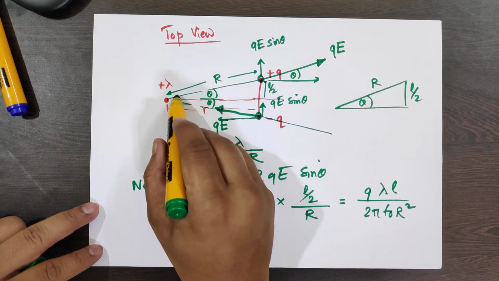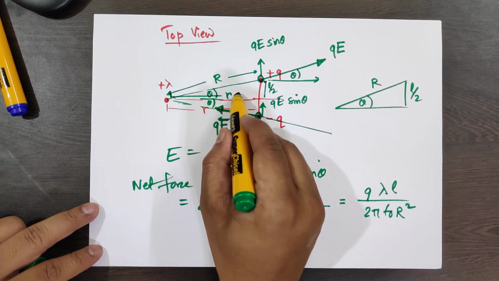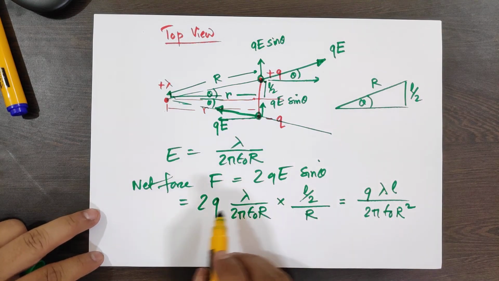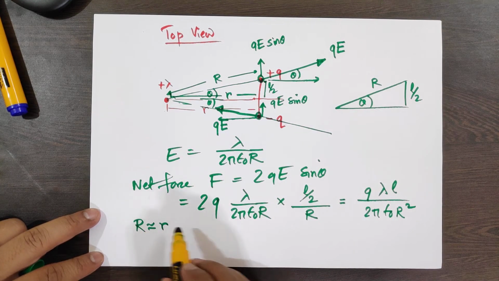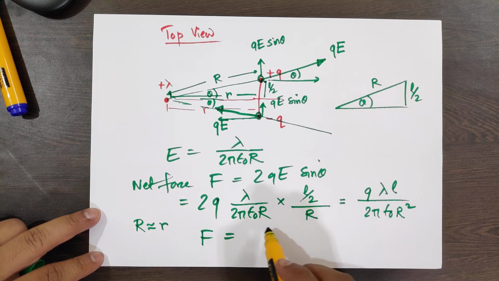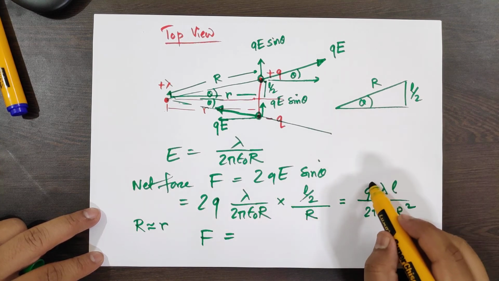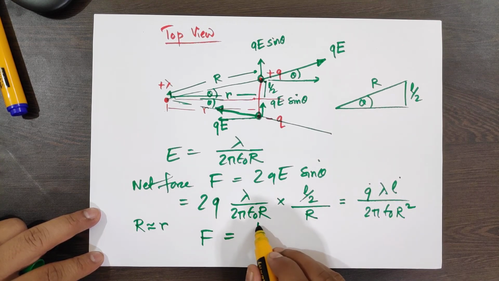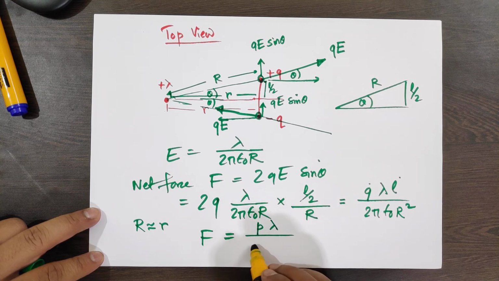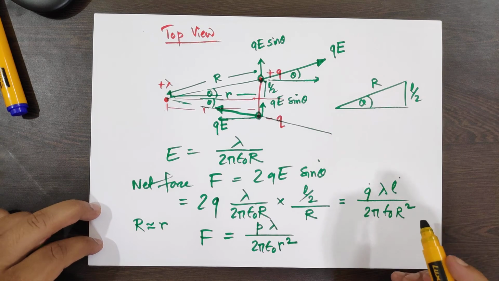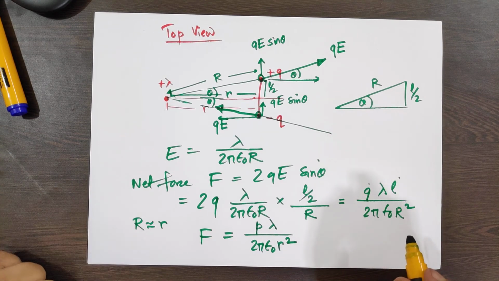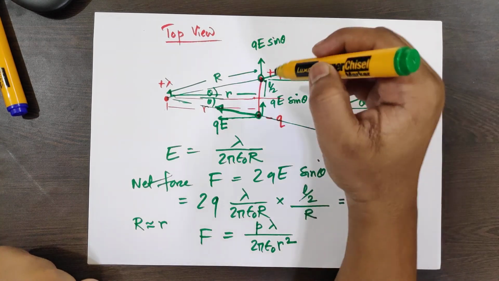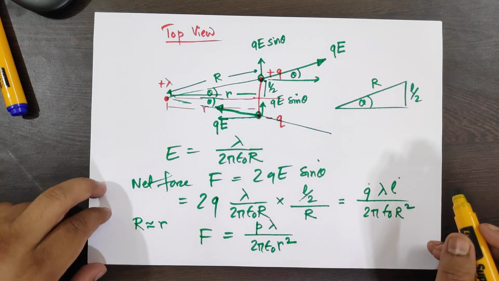Actually capital R and small r, as this is a very small dipole, are nearly equal. So you can write the force as, this Q into L will make P, so P lambda by 2 pi epsilon naught R square. And the direction of the force is along this direction, upward.